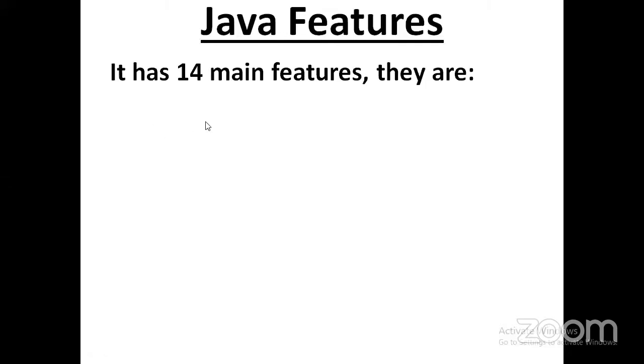So Java also came up with some new features. These features are also called buzzwords. Buzzwords are also called new features. So Java came up with 14 to 15 new features. I mentioned 14 there, but totally there are 14 to 15 new features.